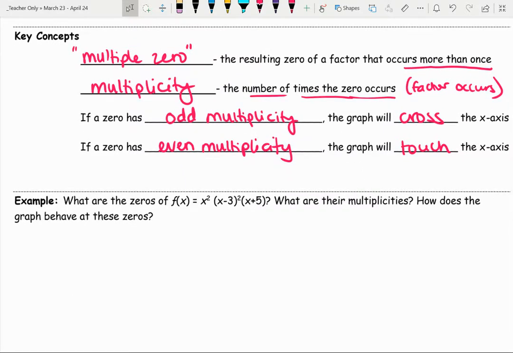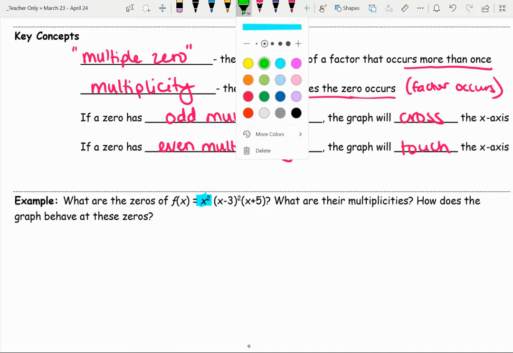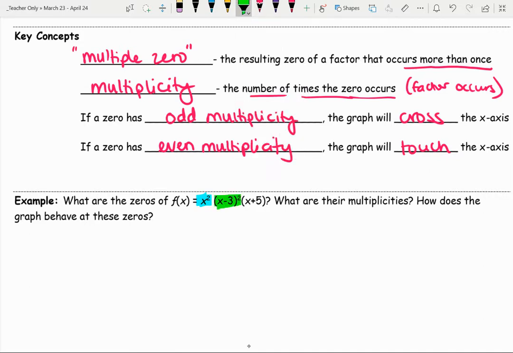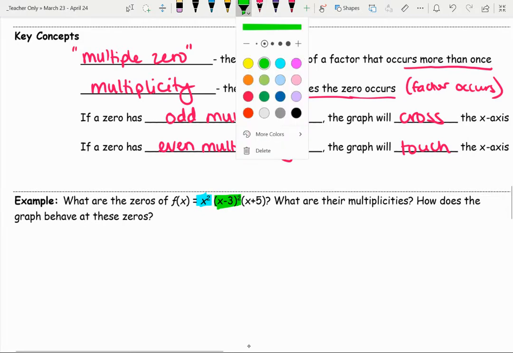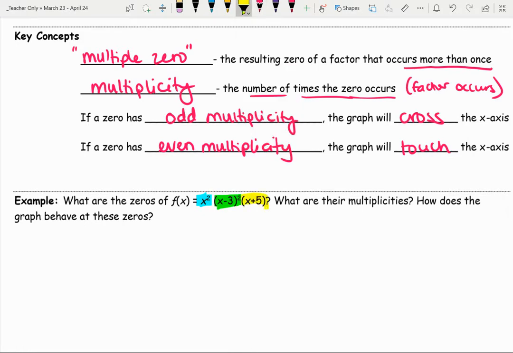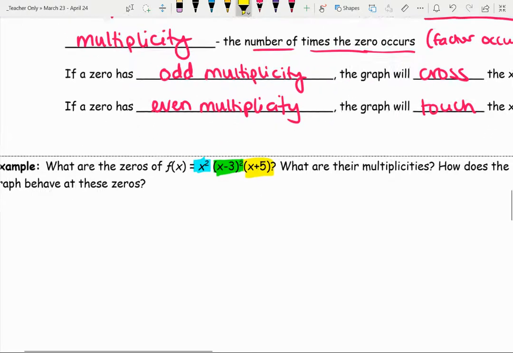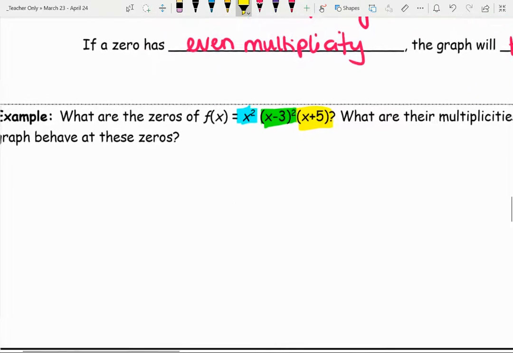So I want to look at just an example to see kind of what this would look like and put it all together. So we have this polynomial f of x, and it tells us that we have x squared times x minus 3 squared times x plus 5. And it says, what are these zeros and what are their multiplicities?